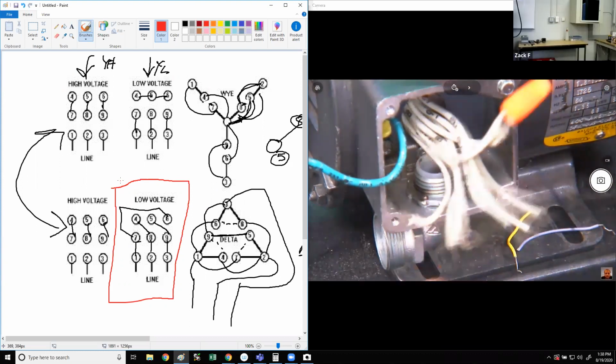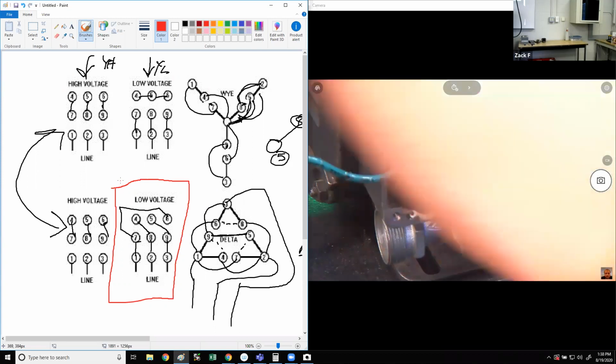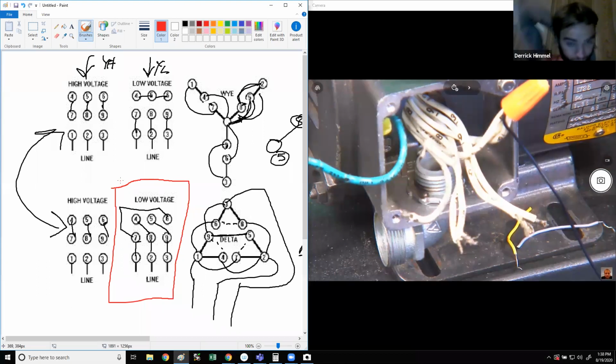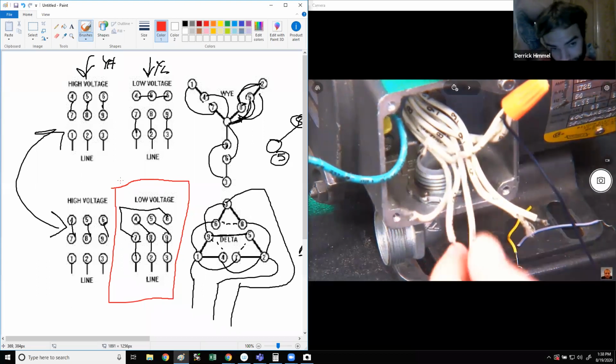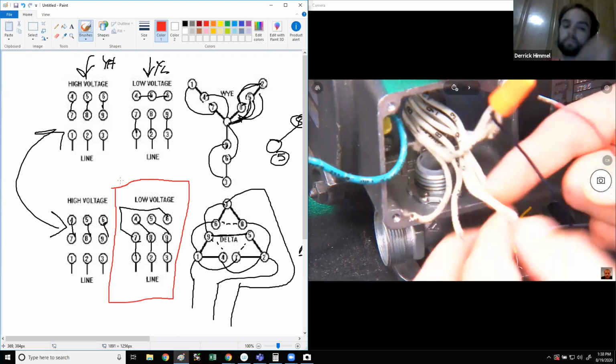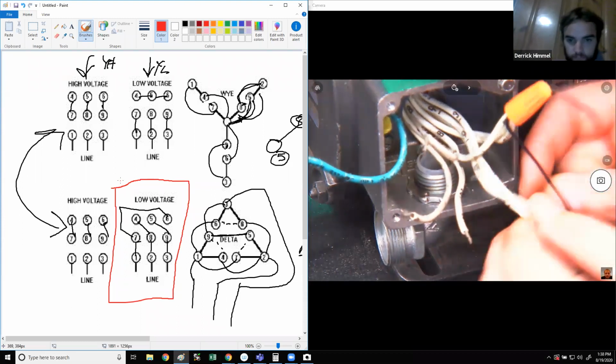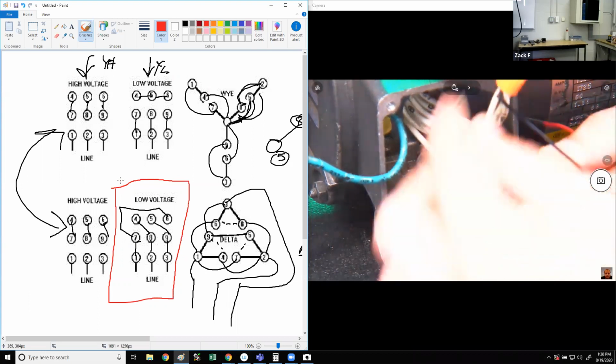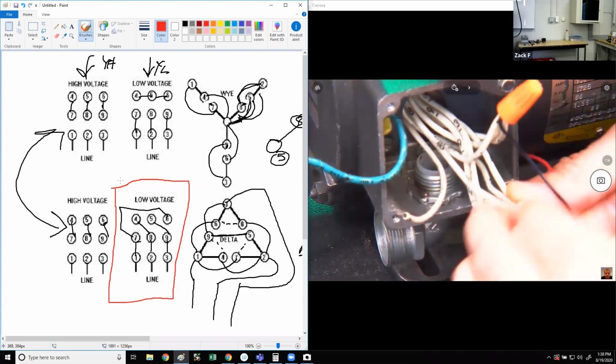Okay, line 2, red. 4, 8, and 2. 2, 8, and 4.